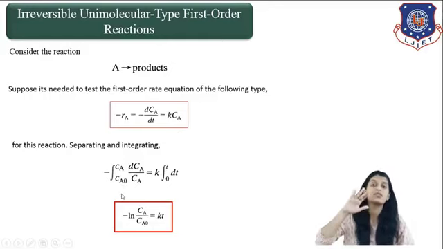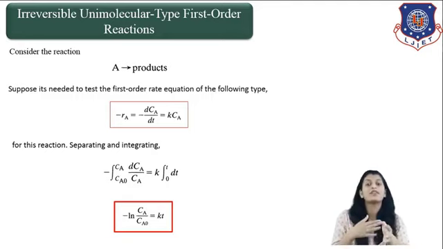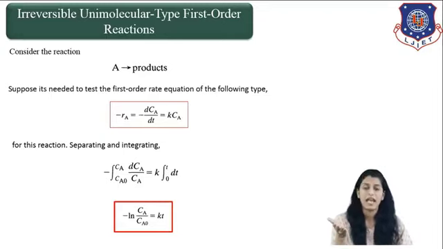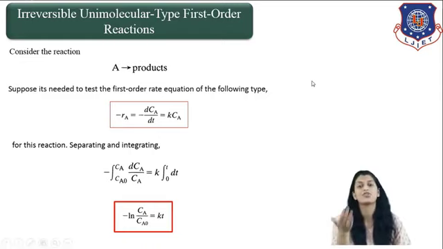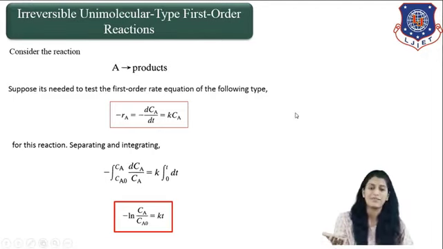0 to t, why? Because 0 is the time when the reaction has not started and t is the time at which you need to determine the concentration of that particular component, right? Suppose after 10 minutes of reaction you need to determine the concentration of your reactant, so t will be 0 to 10. If you need to determine the concentration of A after 15 minutes, the time will be 0 to 15, right? So depending on our need, we can vary t in this particular place.